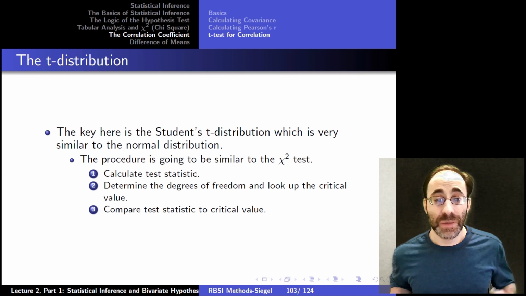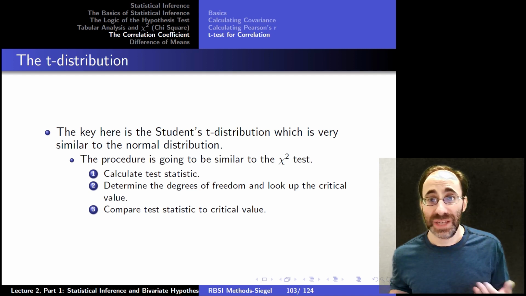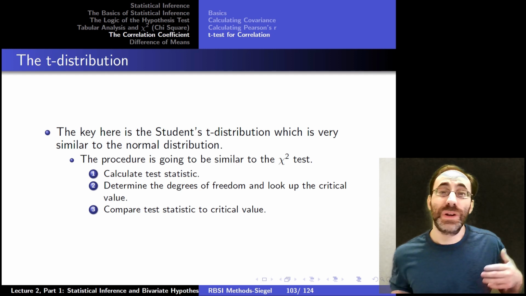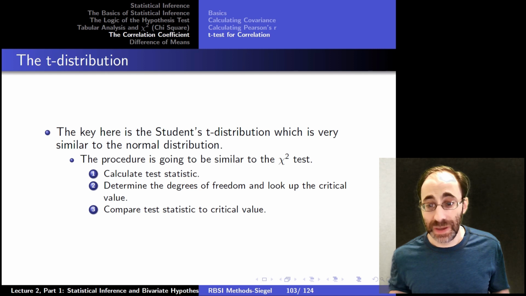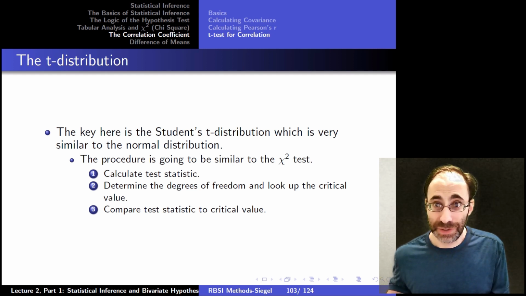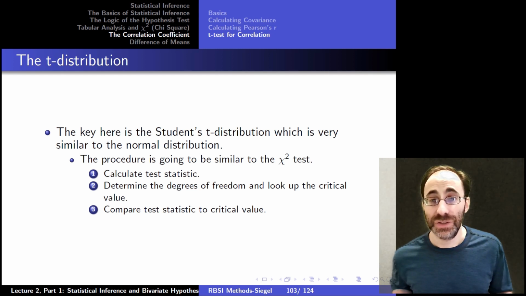So to do this, we're going to do the same kind of thing we did for the chi-squared test. We're going to calculate a particular test statistic. In this case, it's called the t-statistic. We're going to determine the degrees of freedom, and then we're going to look up the critical value relative to this t-distribution. And then we're going to compare our test statistic to this critical value.